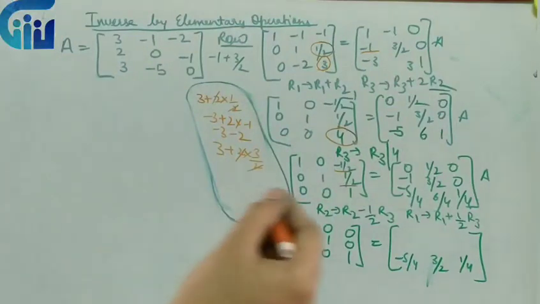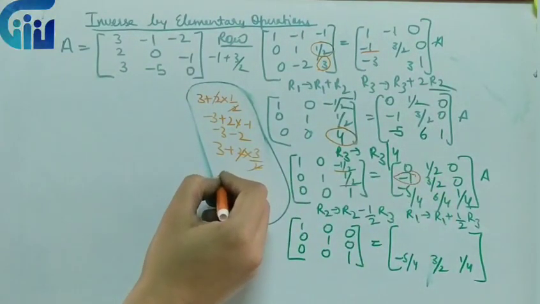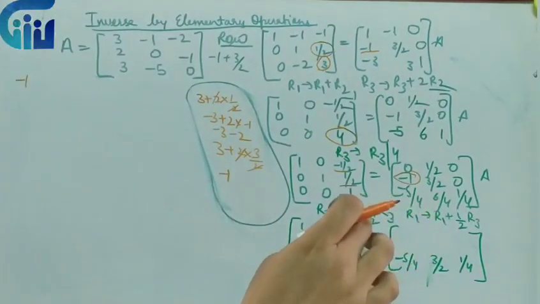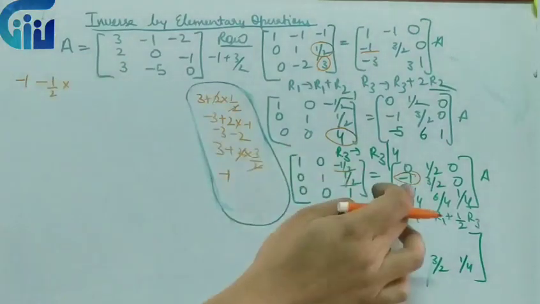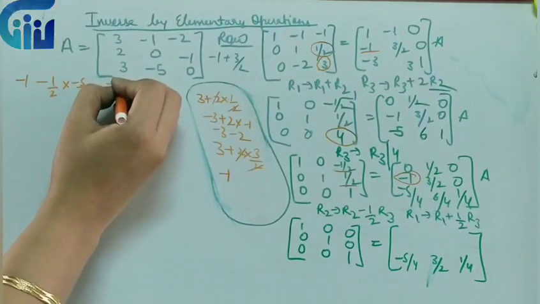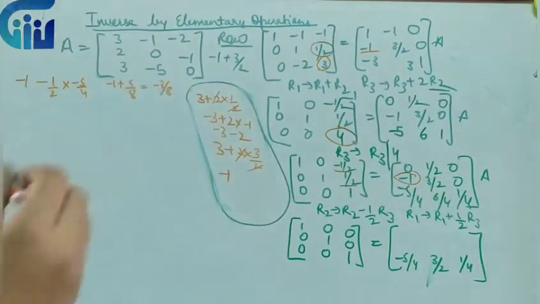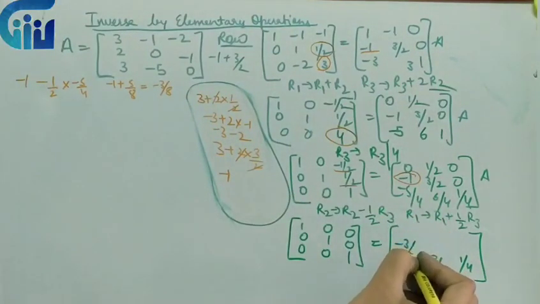For R2, the first element is minus 1. So I'll write minus 1 here. Minus 1 minus 1 by 2 times R3. What is the corresponding R3? Minus 5 by 4. So minus 1 plus 5 by 8, that is minus 3 by 8. So I'll write the value minus 3 by 8.